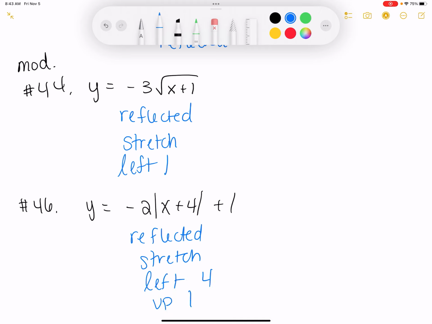Okay. Reflected. How do you know if it's reflected again? If there's a negative sign. And then you know it's stretched because it's greater than 1. What's greater than 1? The thing on the outside. If it's not a decimal or a fraction, it's stretched, because technically this one is the absolute value of negative 2, which is greater than 1.